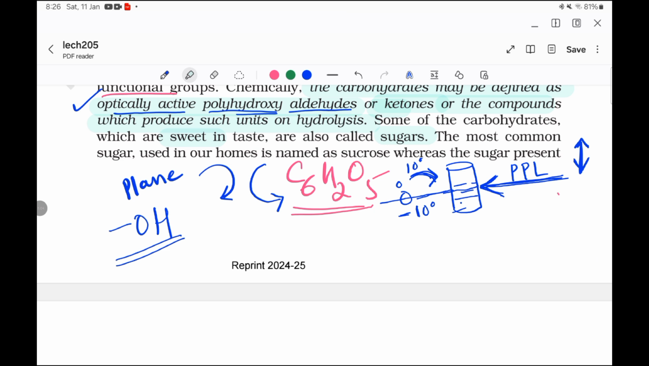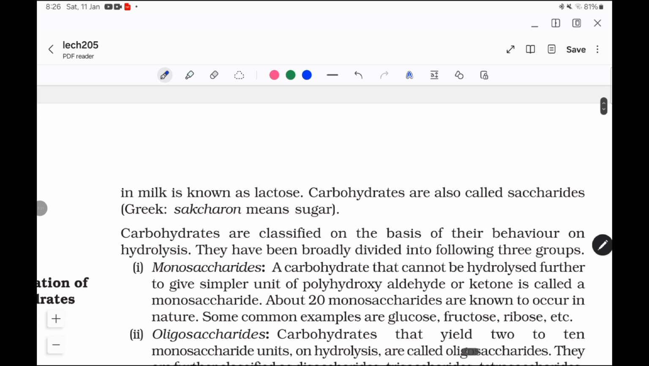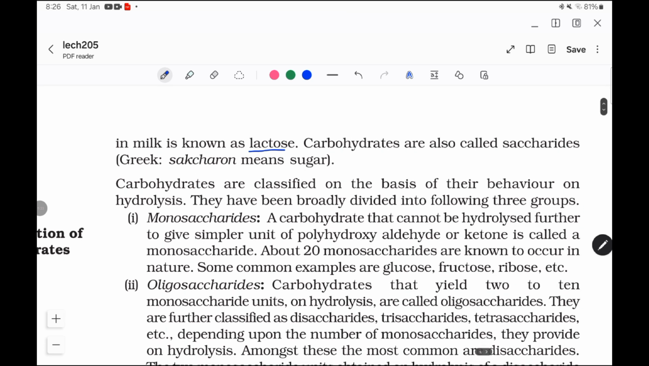The most common carbohydrate which we use in our house is, for example, sucrose, the cane sugar, C12H22O11. Now there's another one, children, lactose. It's present in milk. You must understand that carbohydrates are also called saccharides. This word comes from the Greek word saccharon, which means sugar.